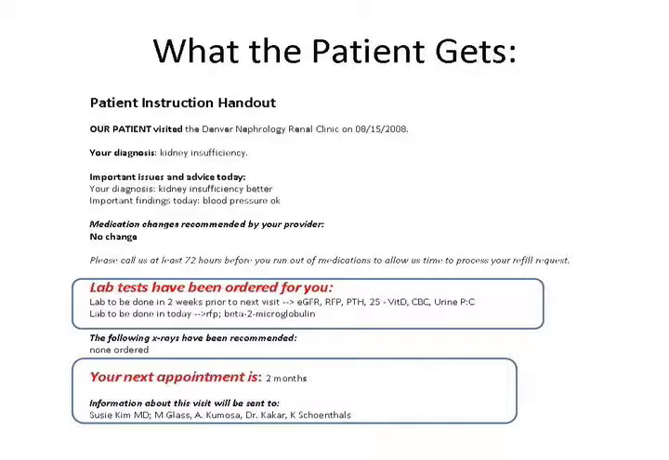What this says is, here's the patient handouts, and you'll see the identified boxes at the bottom, lab tests that have been ordered for you. I'm telling the patient that today he's getting a beta-2 microglobulin. There it is, right there. And your next appointment is 2 months. I didn't have to write that anywhere else. I just put it in one box and it flowed out.